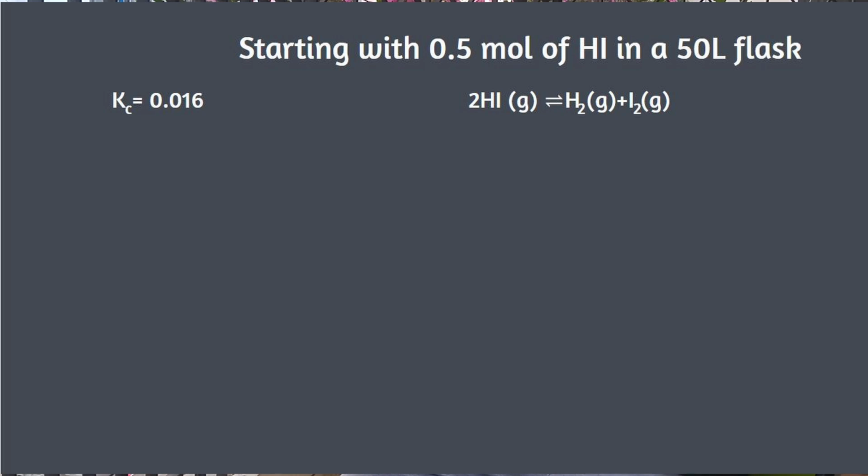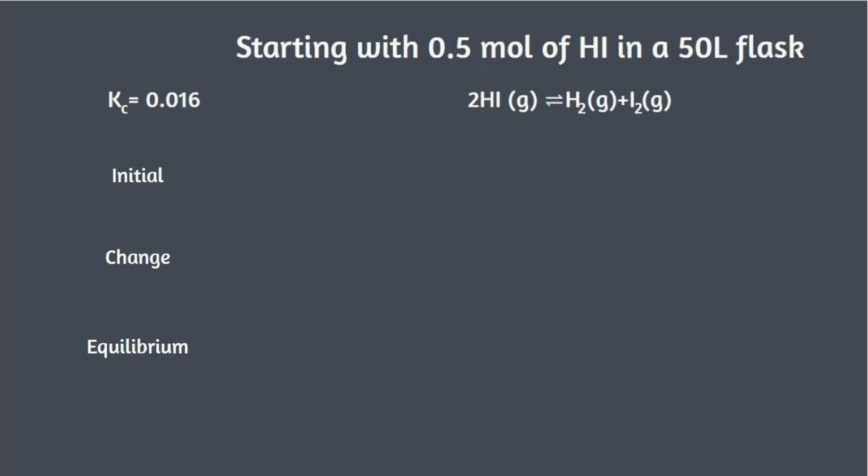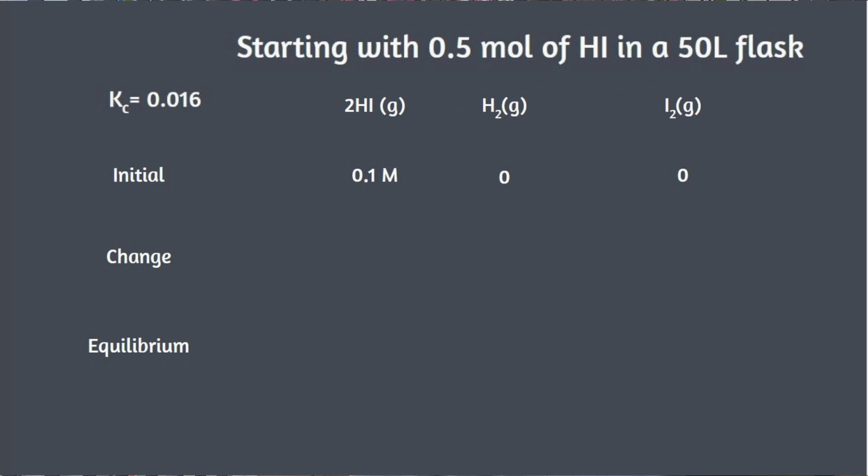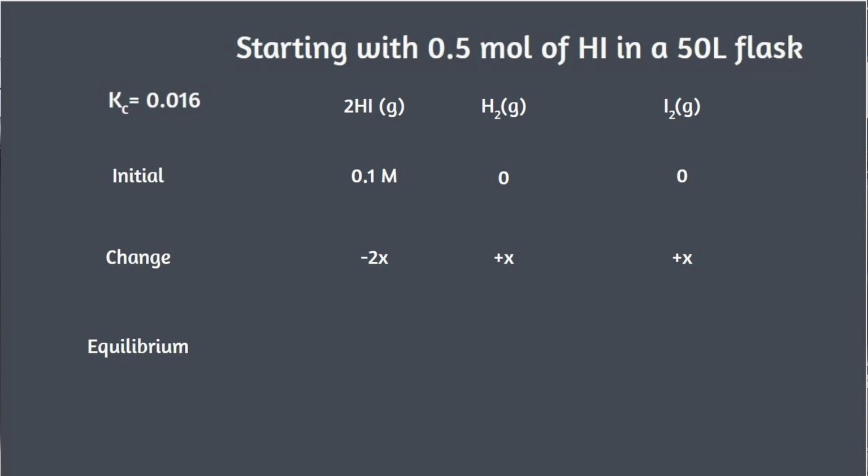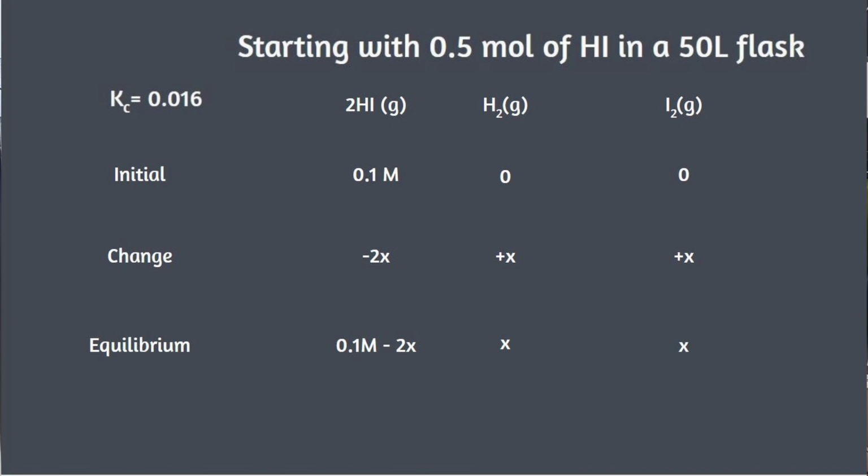Now with the following, let's find the Kc and Q. The Kc is already given, 0.016, and so according to this information, we can make an ice box. 0.5 moles divided by 5 liters will be 0.1 molarity, and the products will be 0, 0. Now the change will be minus 2x for the reactants and plus x for the products. And to equilibrate, now equilibrium will be 0.1 minus 2x, and for the products it'll be x.